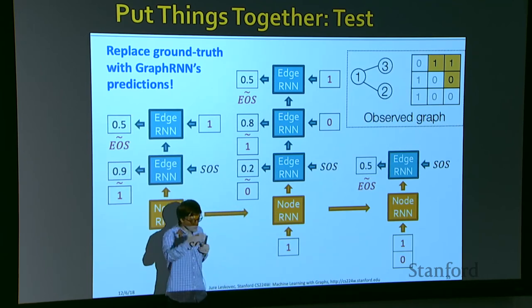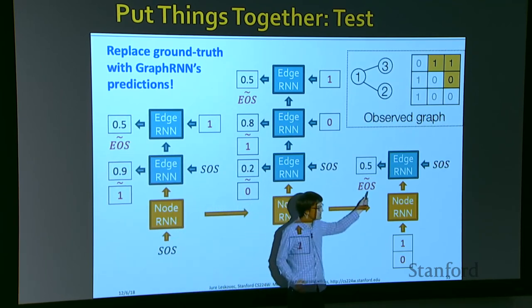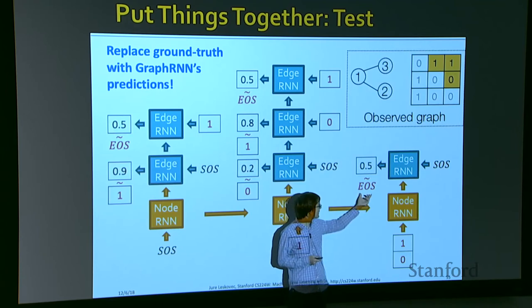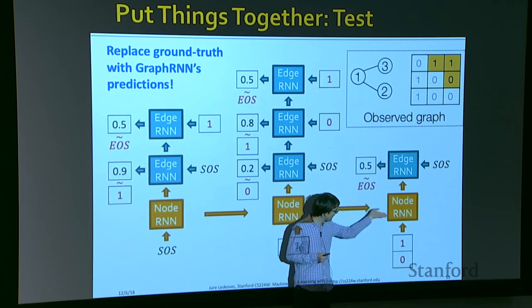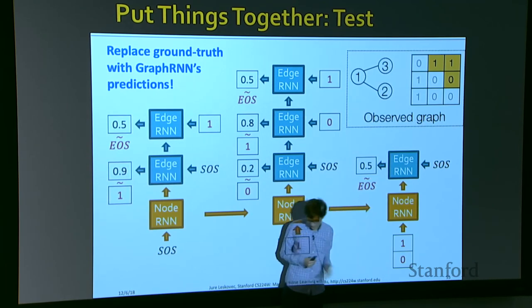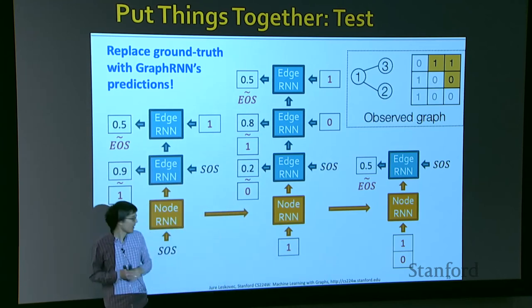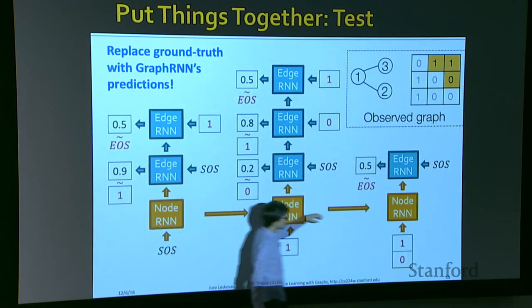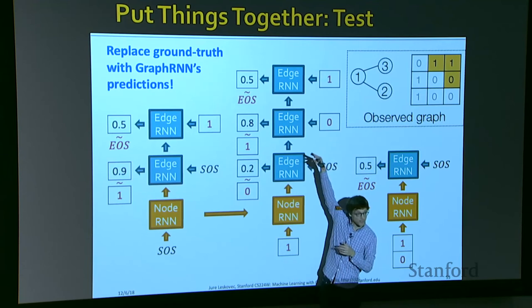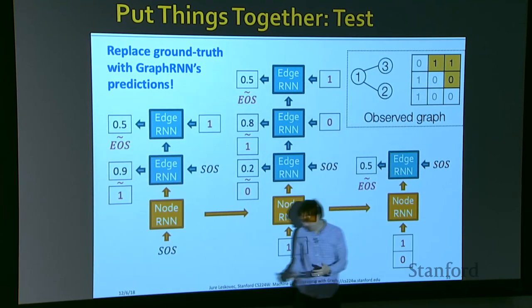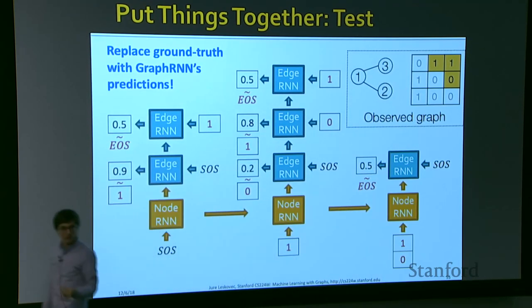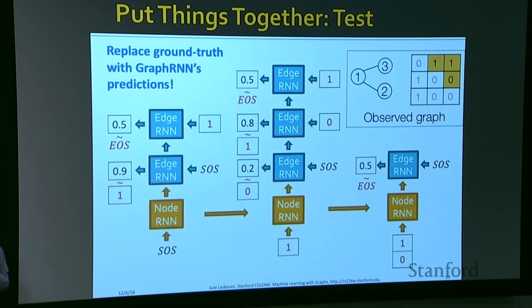You generate until you produce an end of sequence. So until the network says, I'm stopping, right? At training time, this is all fixed. But at test time, you will run until the network decides, I don't want to do that anymore.